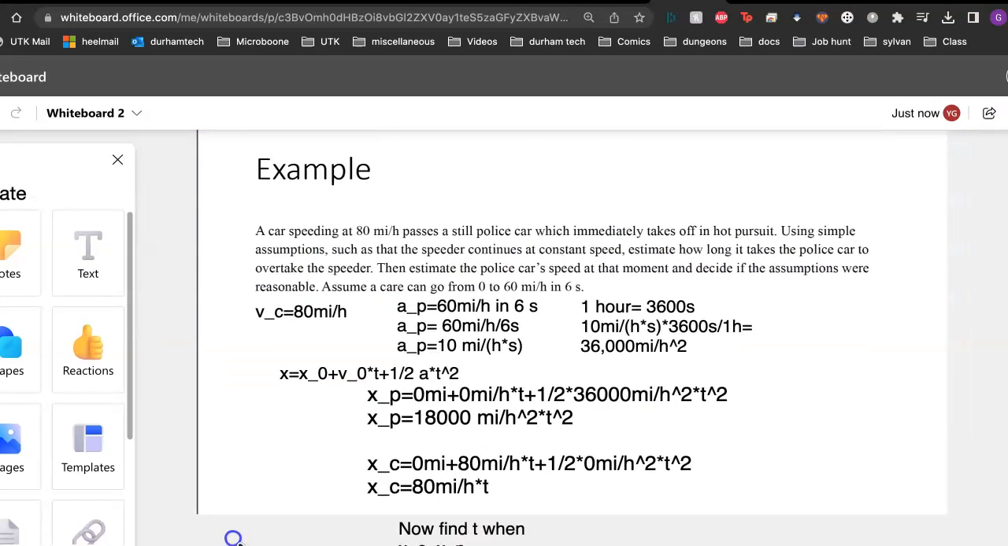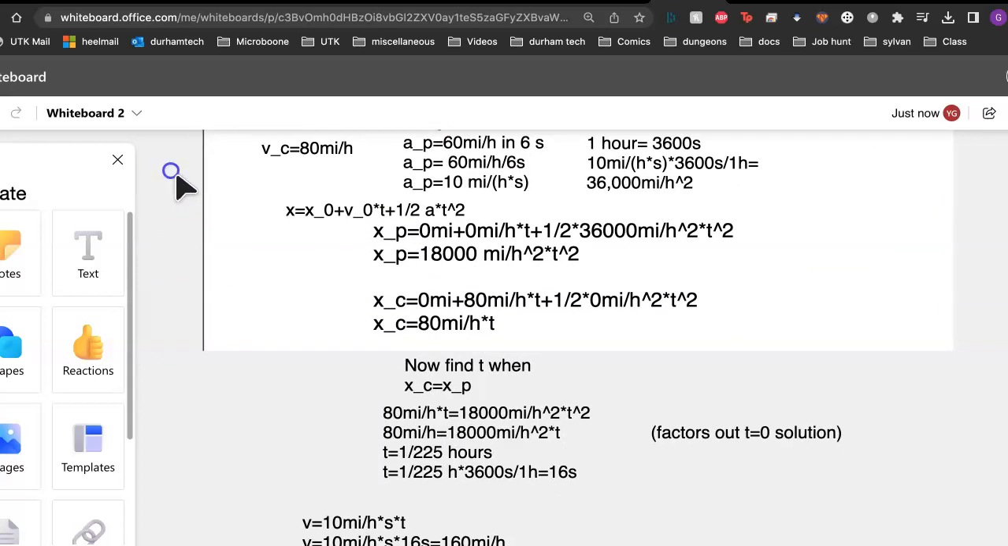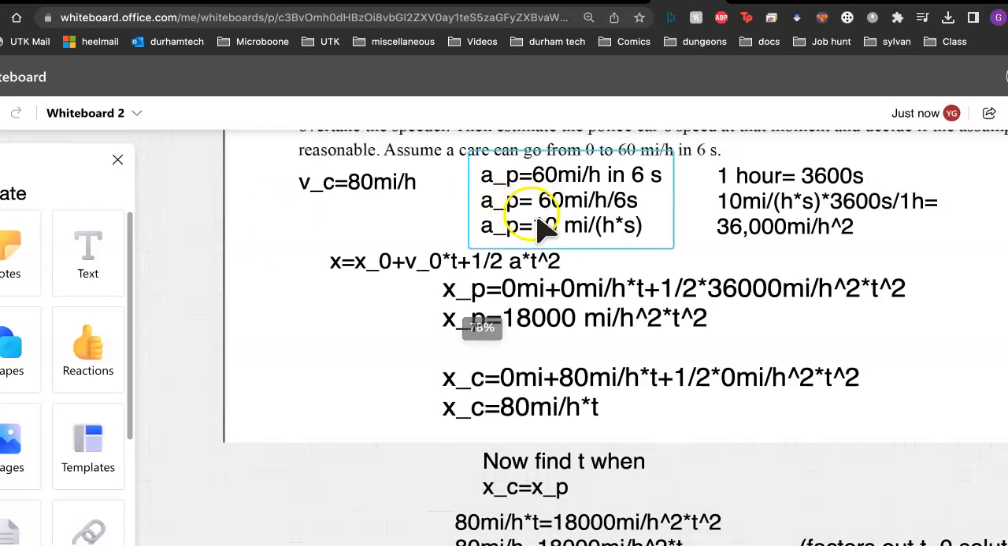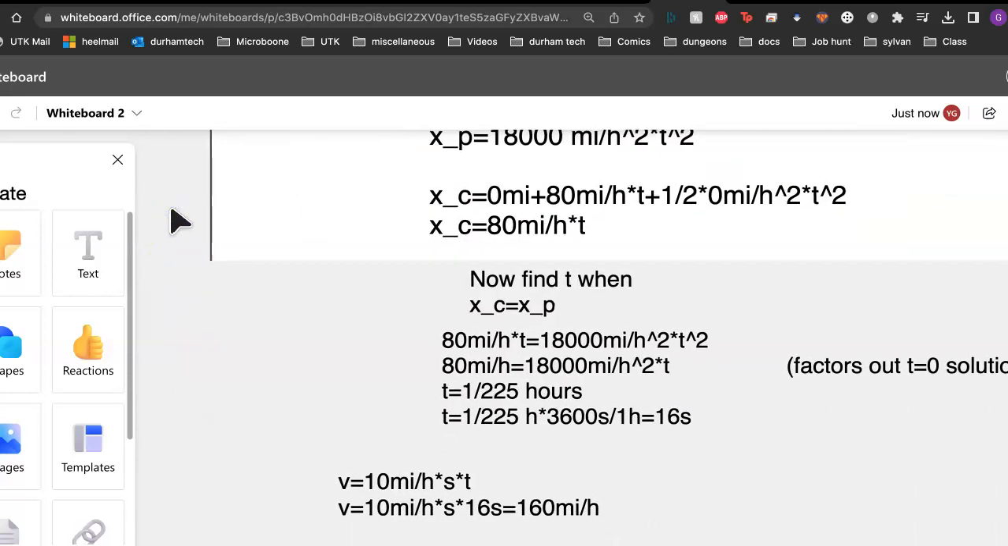Alright, now we want to look at the next part of the problem. Decide if the assumptions were real by finding the police car speed at the moment. So, to do that, we have to plug it back in to our equation. So, if the acceleration of the police car is 10 miles per hour second, then it stands to reason that the velocity v is equal to 10 miles per hour second times t. So we could get that by taking the derivative of our first equation.